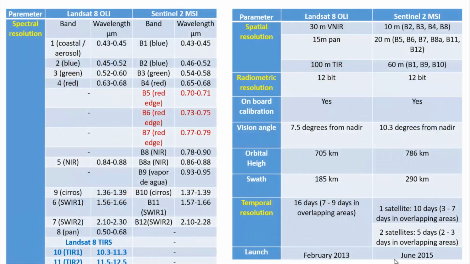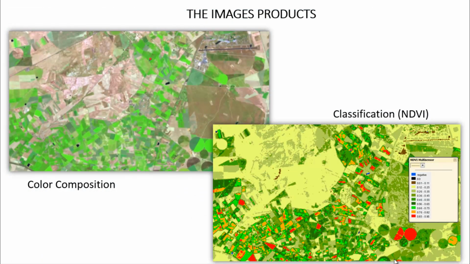In this table, you can see the main characteristics of these 2 satellites and their images. Among them, we include the spatial resolution, 30 meters for Landsat 8 versus 10 meters for Sentinel-2, and the maximum temporal resolution, 16 days for Landsat 8 versus 10 days for Sentinel-2. The basic products that we build from these images are 2.